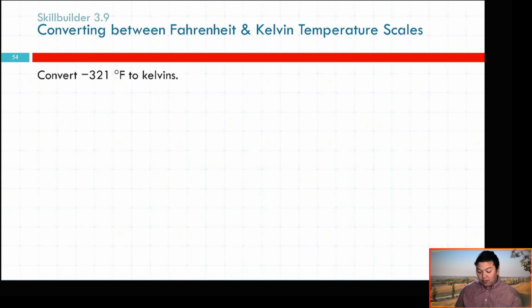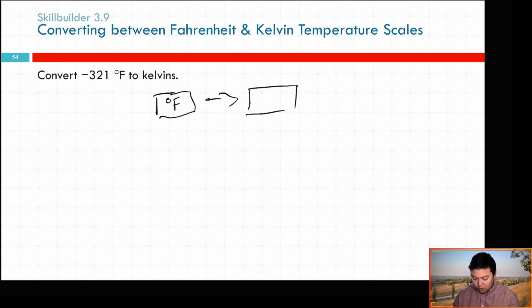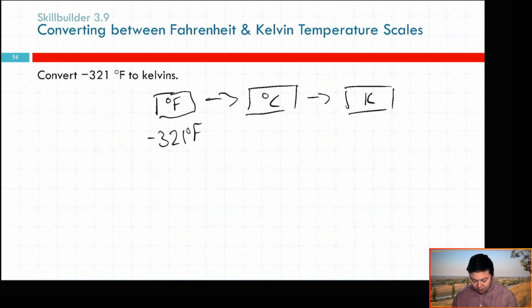Okay, so now let's convert negative 321 degrees Fahrenheit to kelvins. You might want to do a solution map here. We don't have a conversion factor for Fahrenheit to Kelvin. If you want to do the algebra, you can create one based on the two conversion factors that we already have. But let's do our solution map. We have degrees Fahrenheit as our starting point. Then we're going to convert to degrees Celsius. And from there, we'll get Kelvin.